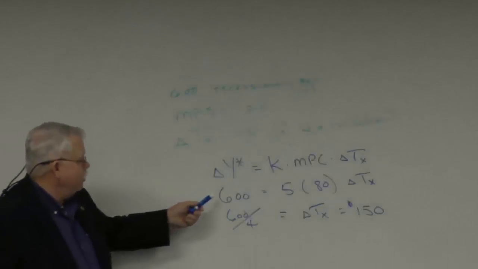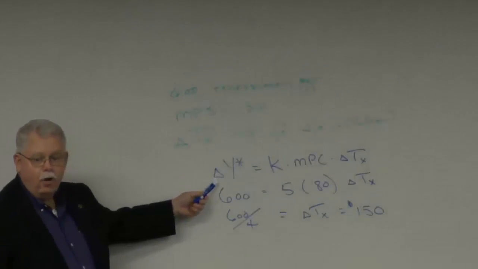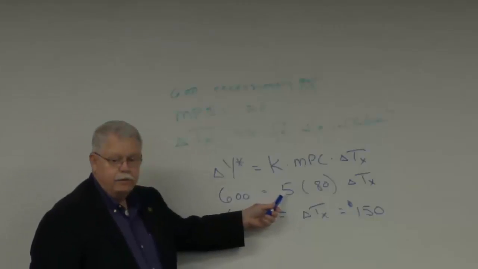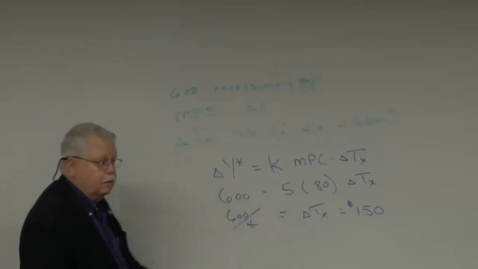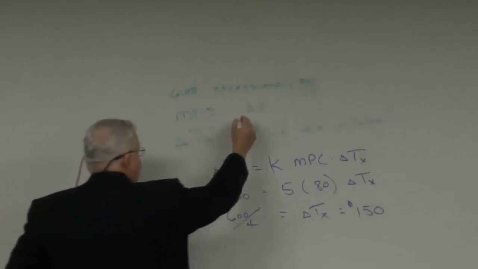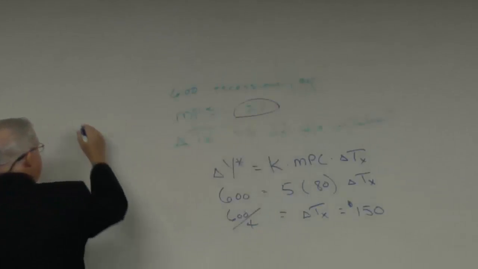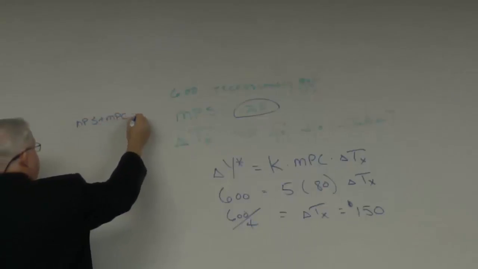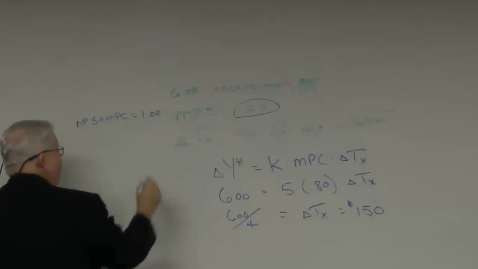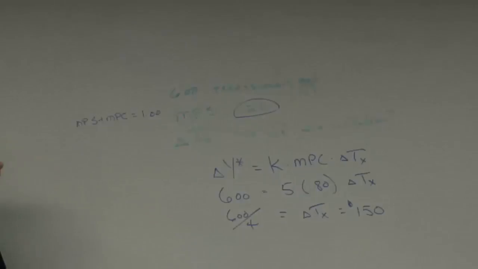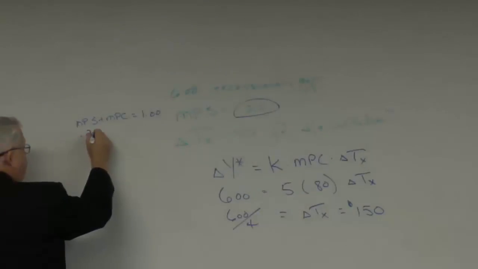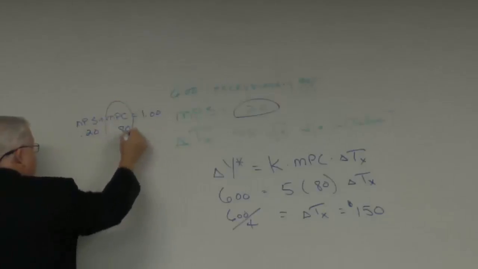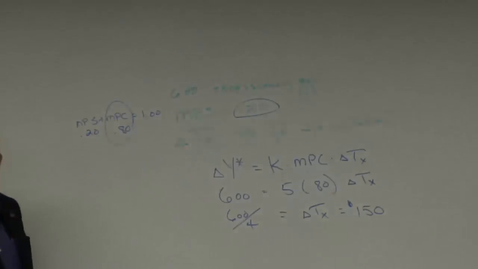How did we get 600? Delta Y is always the gap. How did we get 5? We know that if the MPS is 0.20, the MPS plus the MPC equals 100% of your income, 1.00. If the MPS is 0.20 and it's got to equal 1, then this has got to be 0.80 for the MPC.